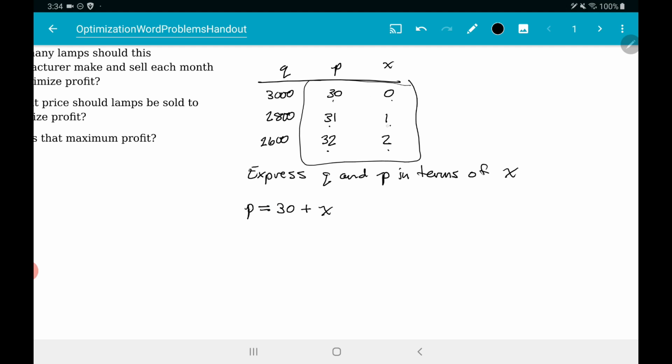And just to check, if x is 0, 30 plus 0 is 30. If x is 1, 30 plus 1 is 31. If x is 2, 30 plus x is 32. Okay, so far so good.